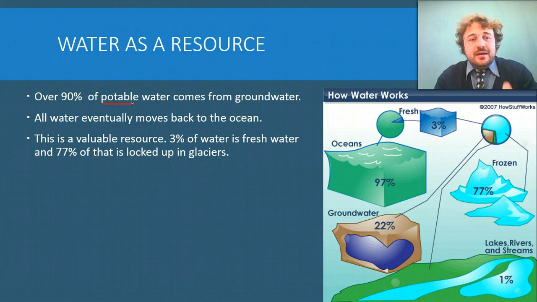Now, all this water eventually moves back to the ocean, and only 3% of water on Earth is fresh. 77% of that, or thereabouts depending on the numbers, I think it's closer to 70, is locked up in glaciers. We just can't get at it any other way. That's where it lives. So, yes, that's water as a resource, that's water, its usefulness, and also the model of it. And we'll get more into that later on. All right.